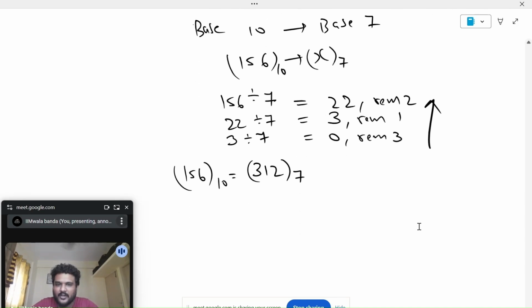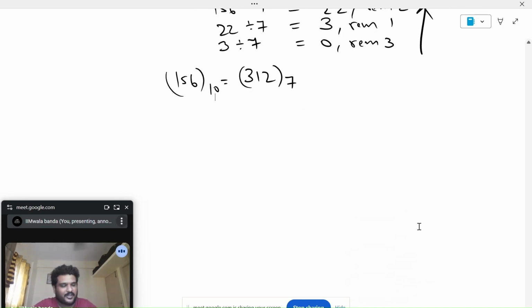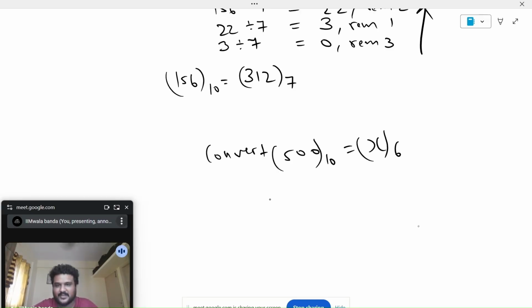I know it looks weird, but there are questions in CAT which have come in the past which have used this concept, and it's very easy once you've done it. Now convert 500, which is in base 10, to something in base 6. You can pause the video, try it yourself, or let me just do it here.